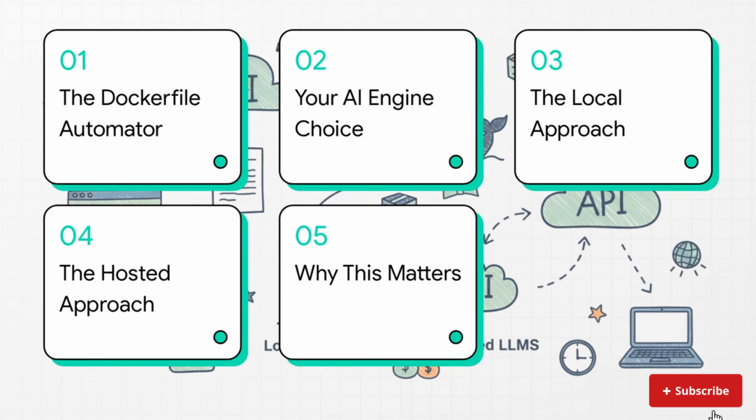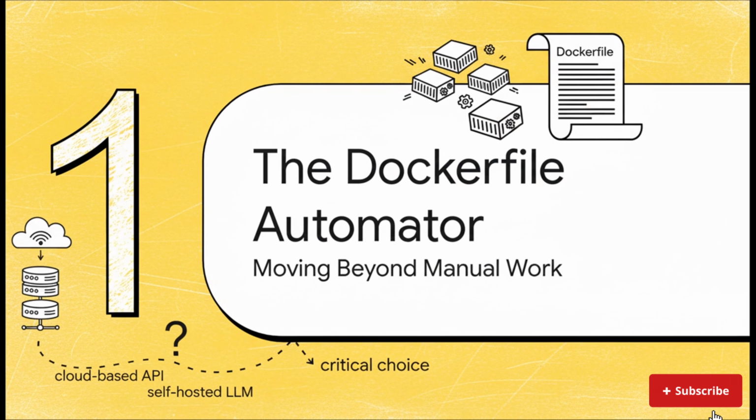We'll kick things off by defining the problem we're solving with our Dockerfile automator. Then we're going to tackle the most critical decision you'll make, choosing your AI engine. We'll walk through the two main paths, the local approach and the hosted approach, and then we'll wrap it all up by talking about why this skill is, and I'm not kidding, a genuine superpower. All right, first up, the Dockerfile automator.